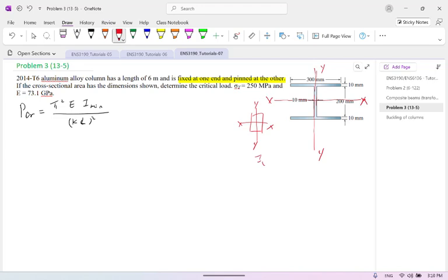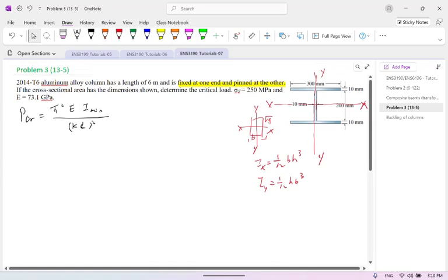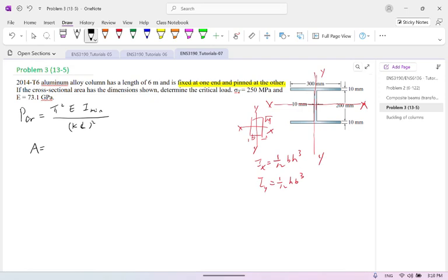Rx is equal to 1 over 12 BH cubic. It's a BH. Ry is equal to 1 over 12 HB cubic. For the RB, you can work it out by yourself. Okay, so from here we can work on the area. We can work on it easily because these have two, one top, one bottom, one midway. So it's quite easy for us to work out.